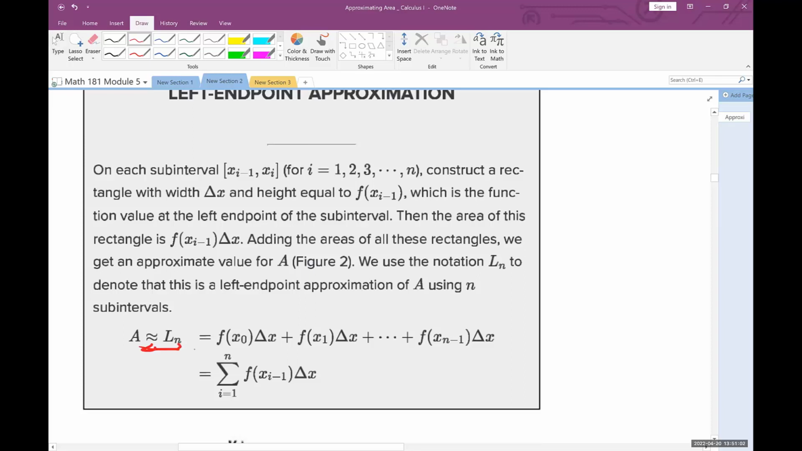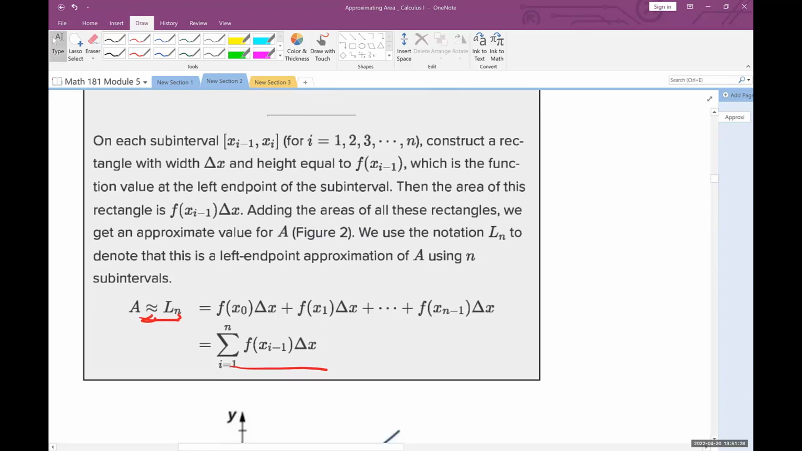A is approximated by the sum of these, and L means left, with n the number of intervals you have. So this is a calculation for the left end. And if you notice the indexing, i equals 1 to n. So it's going to be x sub i minus 1, and 1 minus 1 is 0. So it starts off at x sub 0, then x1, up to x sub n minus 1.